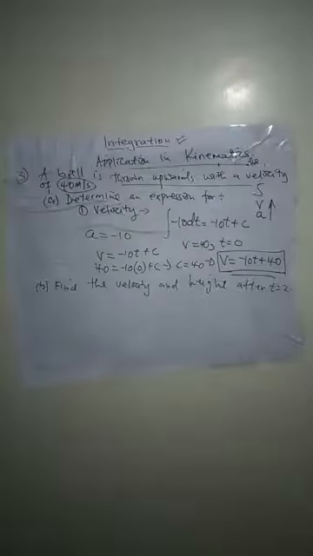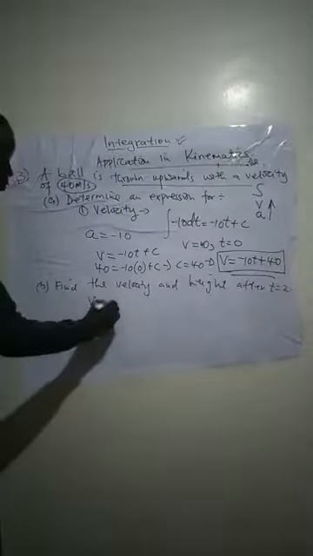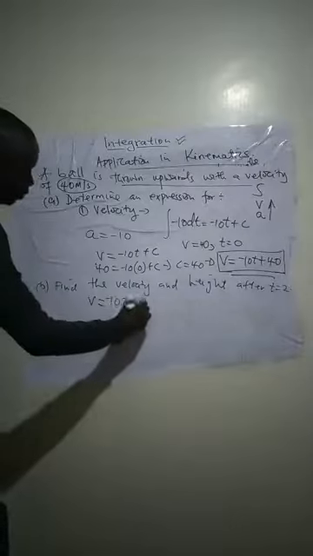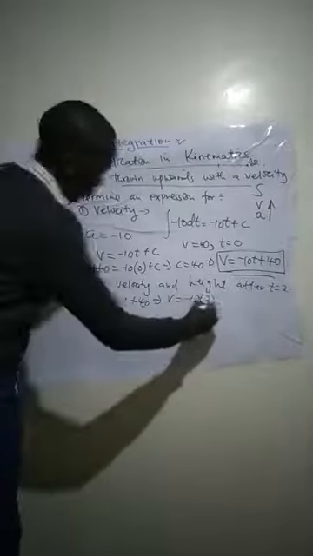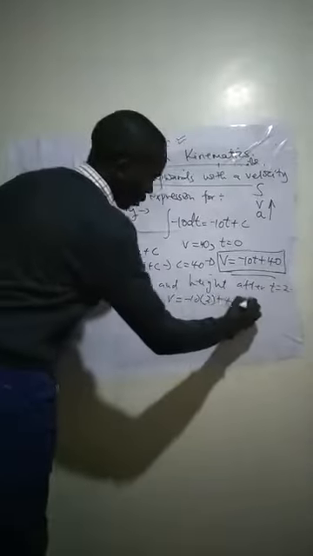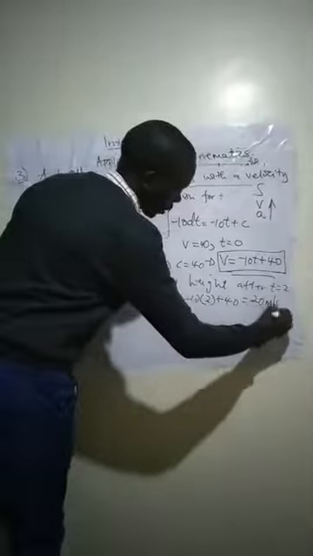So for velocity, that is obvious because we already have the expression for velocity. So v is equal to negative 10t plus 40, so v is equal to negative 10 times 2, plus 40. So we have the answer as 20 meters per second. That is the velocity. But for the displacement, you must first integrate, because you have velocity. To get displacement, you integrate further. So integrate negative 10t plus 40 with respect to t.